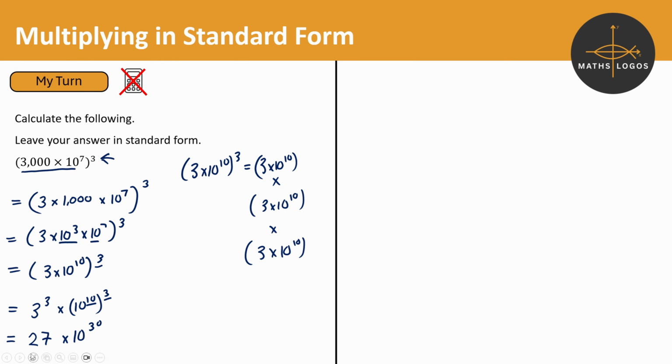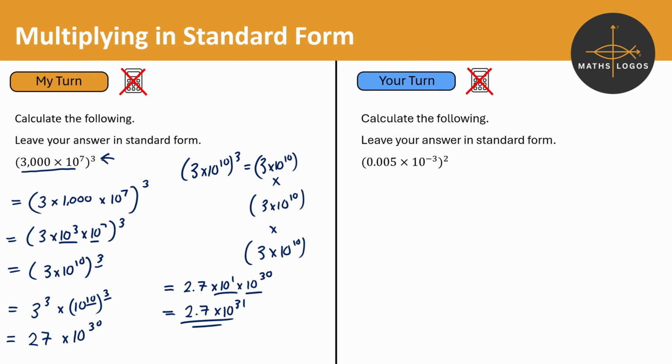This is not in standard form because the 27 is above 10. So I've run out of room, I'll come over here. I'm going to write this as being equal to 2.7 multiplied by 10 to the power of 1. So I've just changed my 27 into standard form. And multiply that by 10 to the power of 30. Then I just collect these together. So add 1 and 30 together to give me 2.7 multiplied by 10 to the power of 31. And that's my answer. Pause the video and give this question a go.